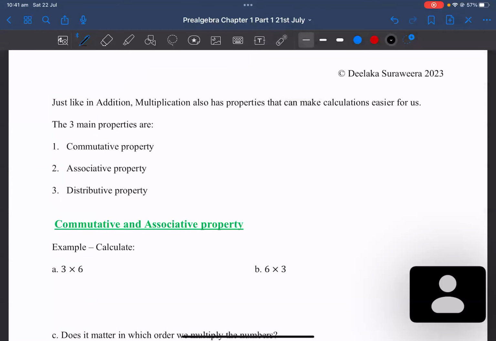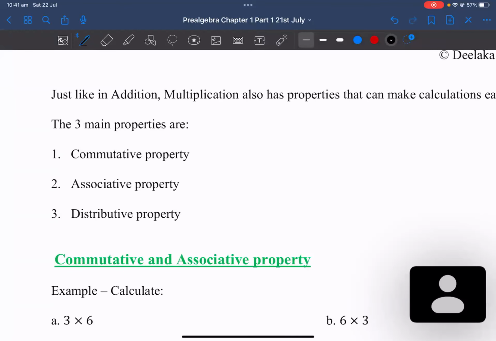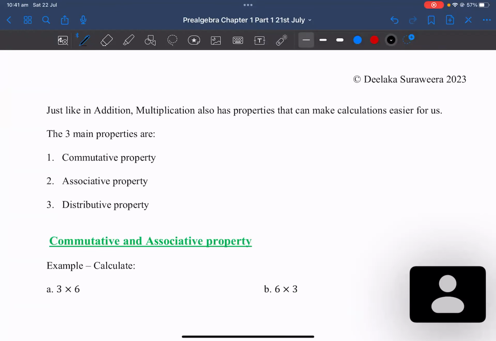Okay. All right. So just like when you do addition, multiplication also has properties that you can use to make calculations really easy. There are 3 main ones. You know how in addition we had 2, the commutative and associative. We have those 2 again, and we have one extra now, the distributive property. When we use these 3, we can turn really big multiplications into small ones that we can calculate on our own. So that's what we're going to do today.